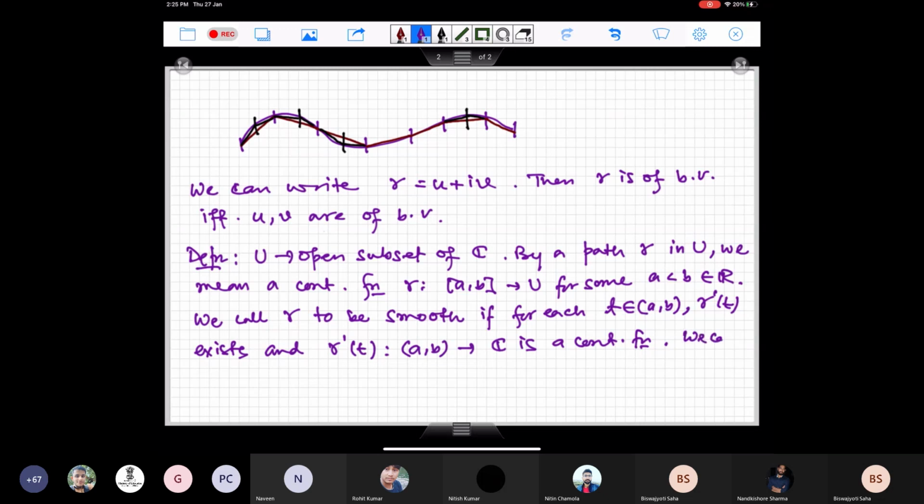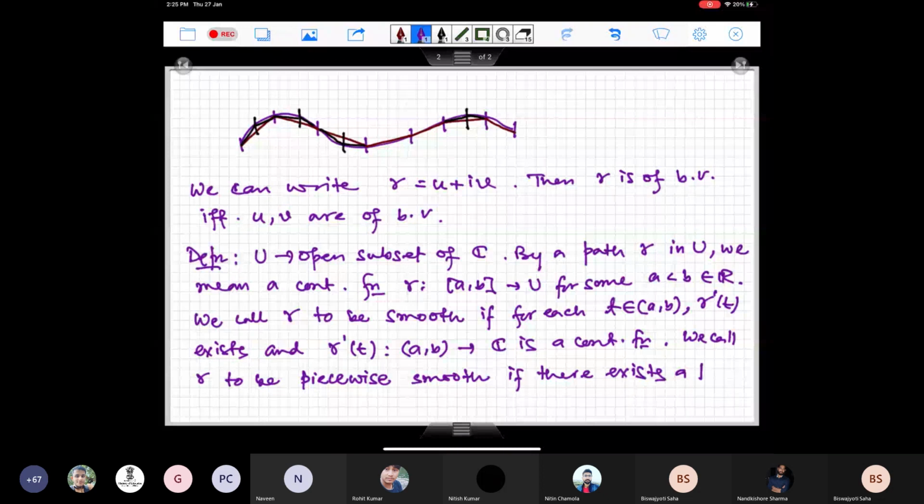So we call gamma piecewise smooth if there exists a partition P, so let me write down what P is. P is a equal to t0 less than t1, and so on and so forth, tn, which is equal to b.